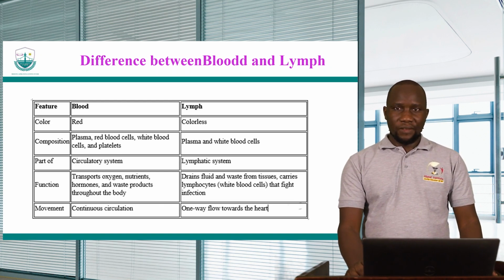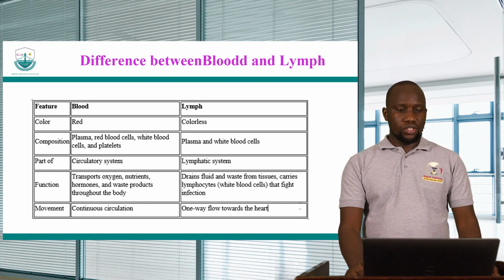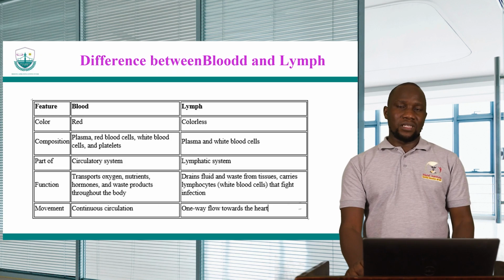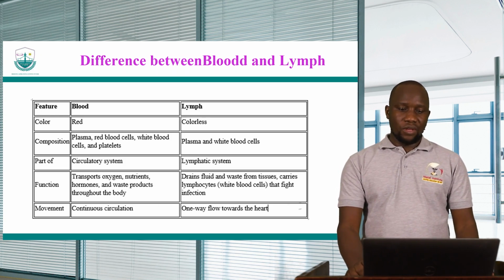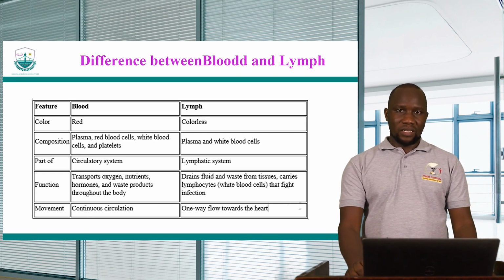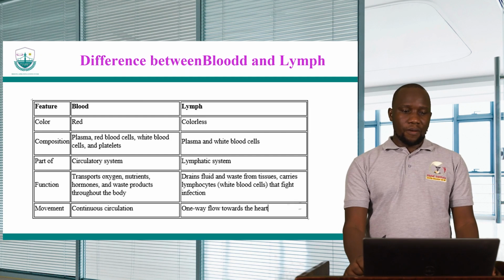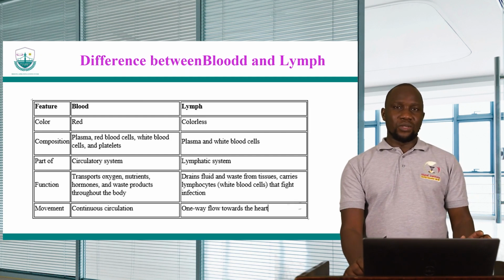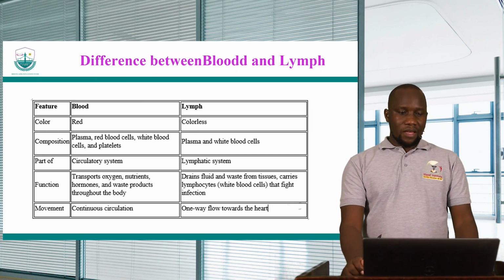Blood is red, lymph is colorless. In terms of composition, blood has plasma and the blood cells. The blood cells include the red blood cells, white blood cells, and the platelets. For the lymph, we have plasma and white blood cells, which we termed as lymphocytes earlier on. The blood is part of the circulatory system, the lymph is part of the lymphatic system.